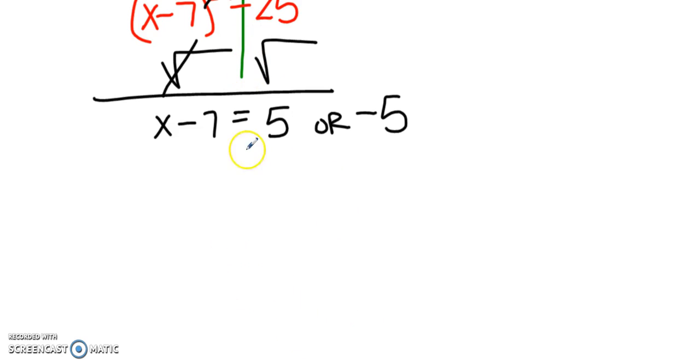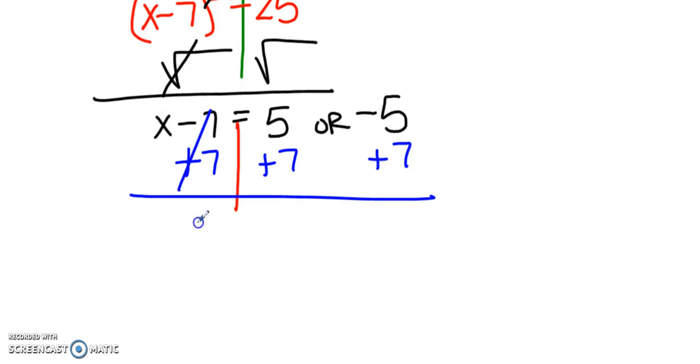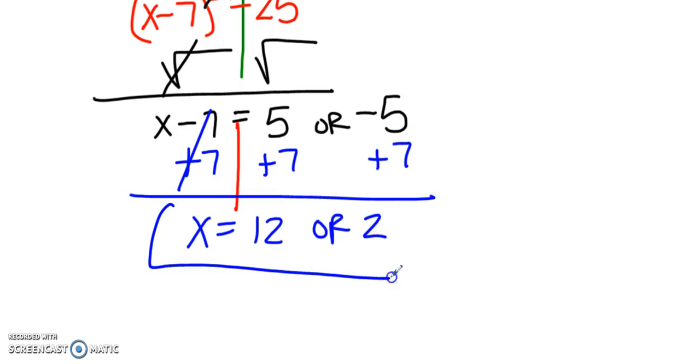Okay, now I'm going to continue my t-chart. Notice I just made one kind of funky t-chart. That's fine. Opposite of subtracting 7 is to add 7 to all items. So 5 plus 7 is 12, or -5 plus 7 is 2.